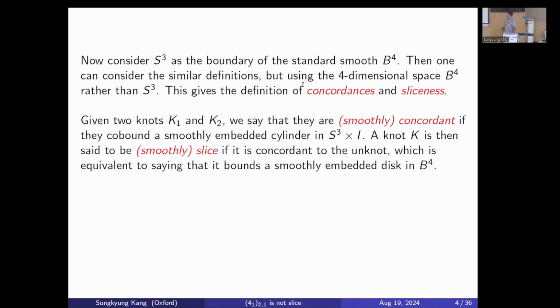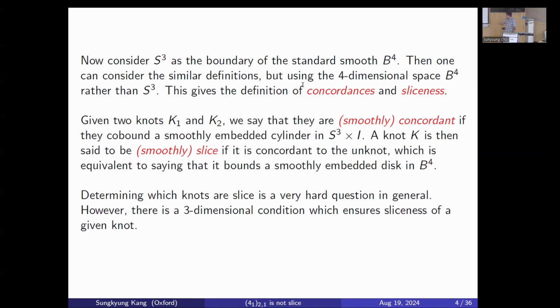To spell it out, we say that two knots are smoothly concordant if they co-bound a smoothly embedded cylinder, so they bound an annulus. And we say that a knot is smoothly slice if it's concordant to the unknot. That's equivalent to saying that it bounds a properly embedded smooth disk inside the four ball. Determining which knots are slice is a very hard question in general.